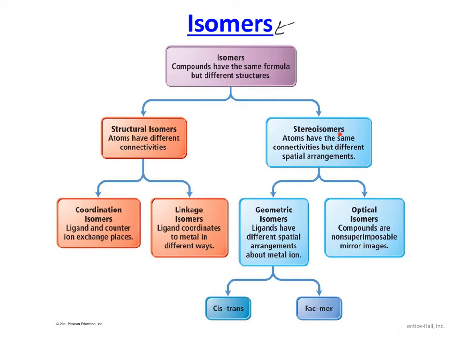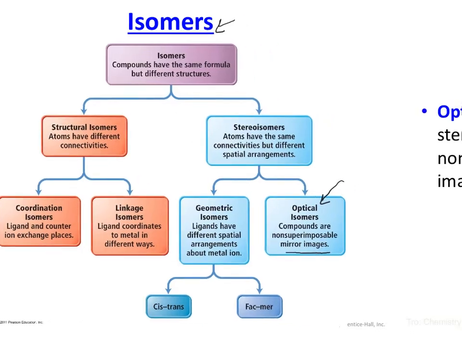We talked also about stereoisomers. So same chemical formula, same connectivities, so same bonds, but different spatial arrangements. We looked specifically at cis-trans and fac-mer. In this lecture, we're going to define and discuss optical isomers. So the definition of an optical isomer: compounds that are non-superimposable mirror images of each other. And we'll look at some examples.